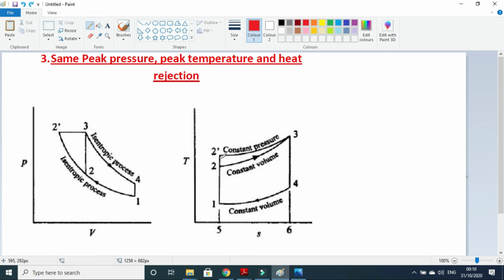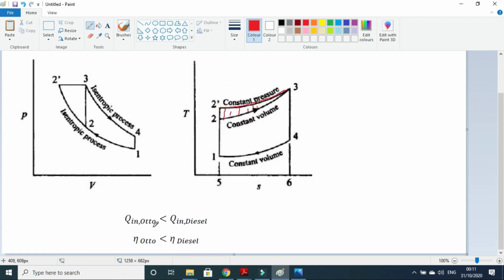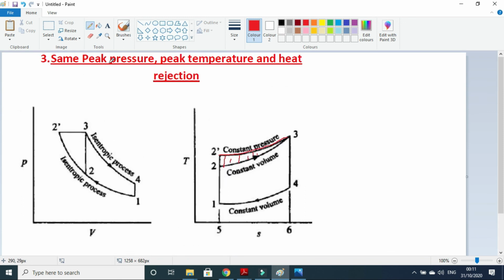As you can see, the constant pressure process, that is the diesel, will have this much greater heat transfer. So Q in of the Otto cycle is less than Q in of the diesel cycle. That is why the efficiency of the Otto cycle will be less than the efficiency of the diesel cycle. That is, the efficiency of the diesel cycle will be greater than the efficiency of the Otto cycle at the same peak pressure, peak temperature, and heat rejection.